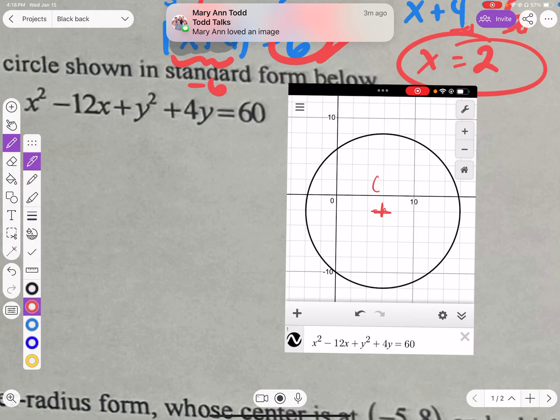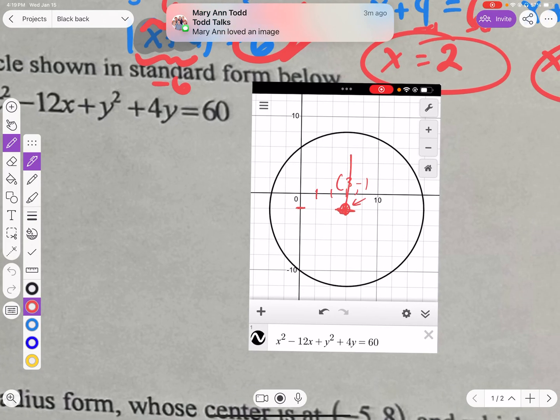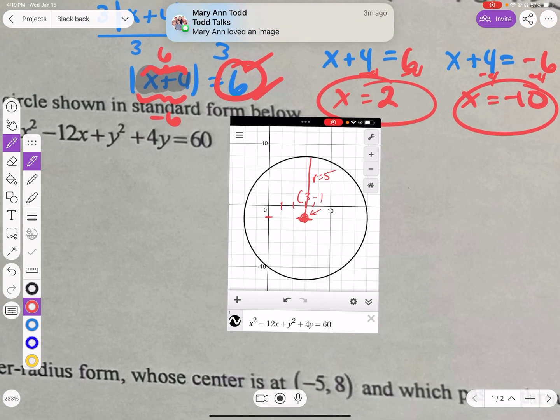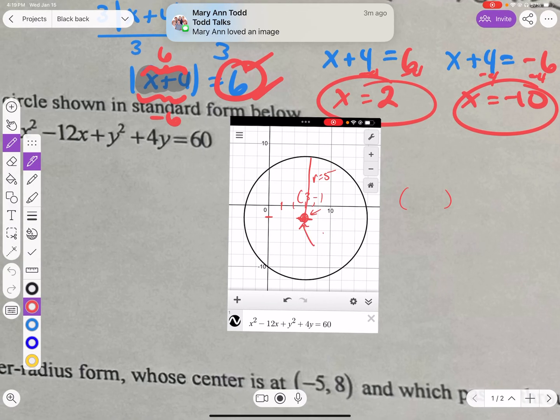And now I know its center. It's at 1, 2, 3, and down 1: (3, -1). That's the center of the circle. And so at this point, I know everything I need to know about this circle, and I could write its equation. Remember, I just measured its radius was 5. The center of your circle, by the way, we usually give the symbols H and K. And so the center of this circle is (3, -1). That's your H, that's your K.